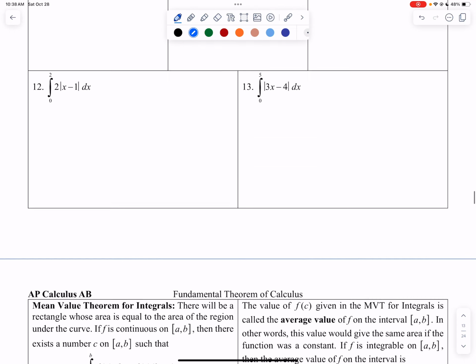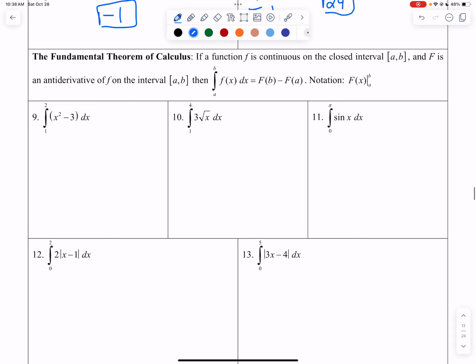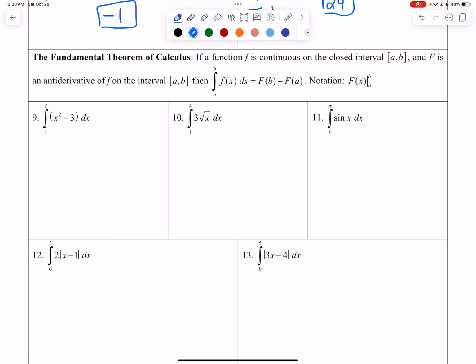All right, on the next video, we are going to be talking about the fundamental theorem of calculus. So we are going to finish up 9 through 13 on the next video.